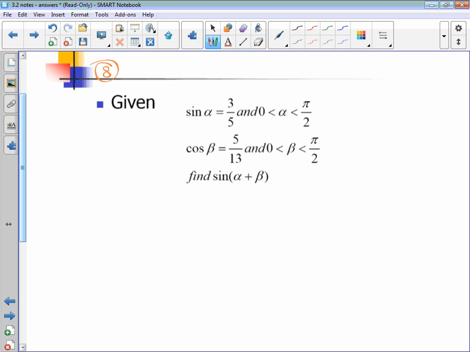You are given sine of alpha equals 3 over 5, and you know alpha is between 0 and pi over 2. Cosine of beta is 5 over 13. Beta is between 0 and pi over 2. And you're going to find the sine of alpha plus beta. So you guys start writing that down. I will explain it. It's another one that looks worse than it is. You need all that information. You don't have to write the word given if you don't want to.